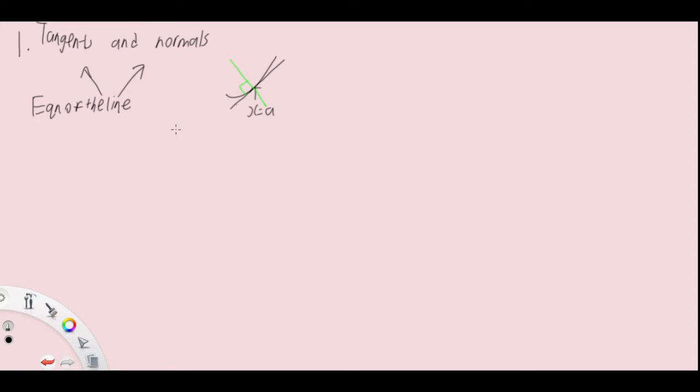And because of this, we have to apply the equation of the straight line formula. So we have y minus y1 equals m, which is the gradient, times x minus x1, where (x1, y1) lies on the line, and m is the gradient of the line.